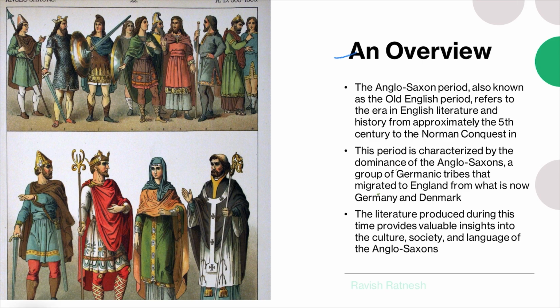Now, let's see an overview. The Anglo-Saxon period, also known as the Old English period, refers to the era of English literature and history from approximately the 5th century to the Norman conquest. So from the 5th century to 1066 is basically known as the Anglo-Saxon age, and this is the beginning of the history of English literature. This period is characterized by the dominance of the Anglo-Saxons, a group of Germanic tribes who migrated to England and started calling themselves Anglo-Saxons.